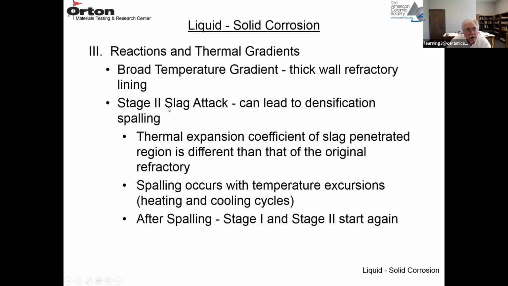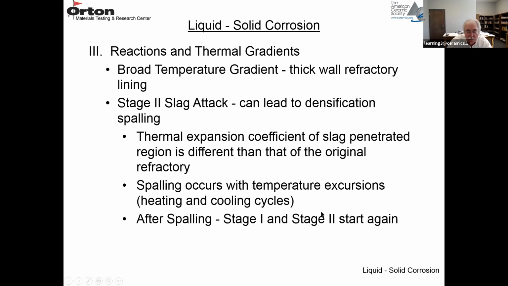So what can happen sometimes in stage 2 slag attack is you can have something known as densification spalling. So you have a slag penetrated layer at the hot face of the refractory, and that slag penetrated layer now has different properties than the bulk of the refractory. It'll probably have a different thermal expansion coefficient than the original refractory. So the slag penetrated region is now different than the original refractory in terms of its thermal expansion coefficient.